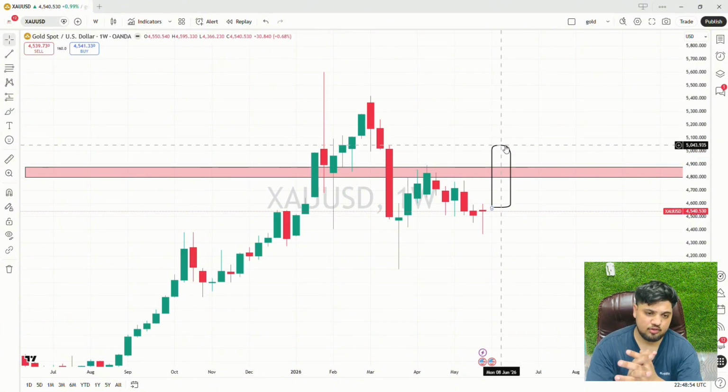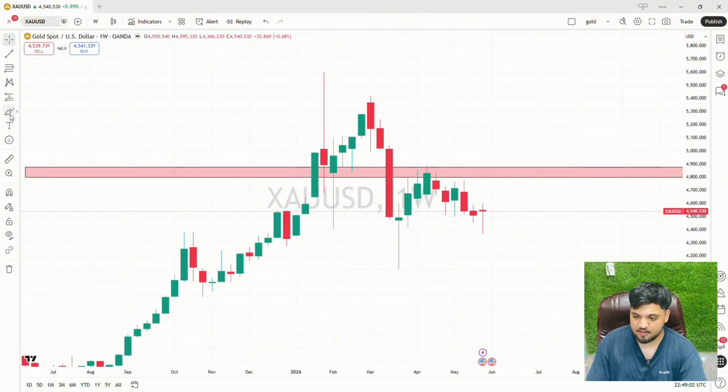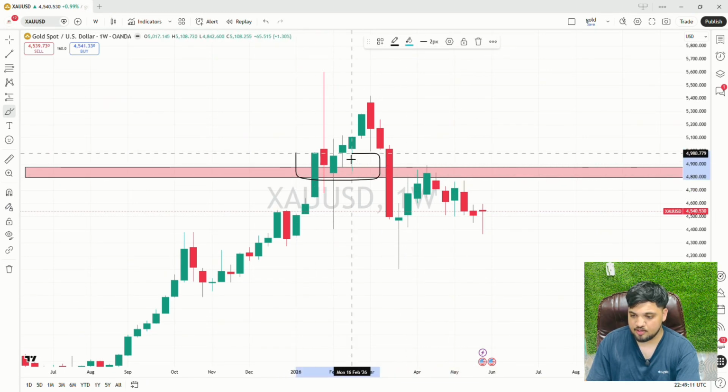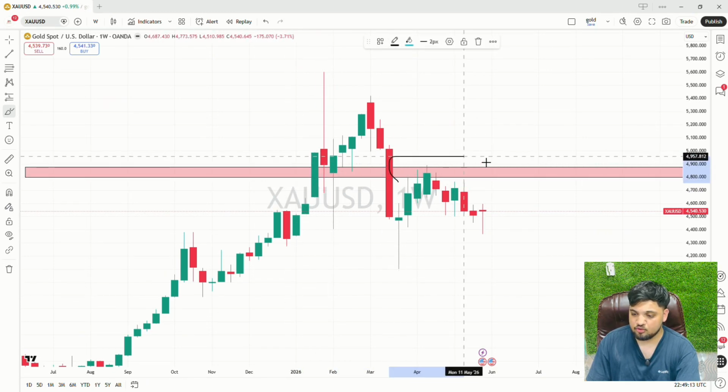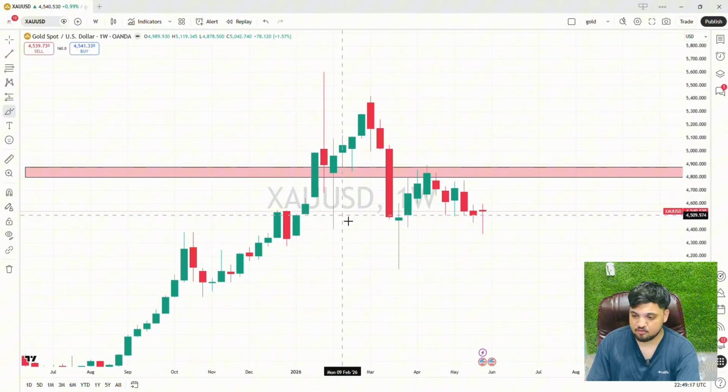Now why is gold not pumping? Because there are many news items about the war: Israel, Iran, US and some others. So why is this zone important? One key factor I have already explained to you. Second, this is a resistance zone. Although this was acting as a support area here, now this same area is acting as a resistance level.